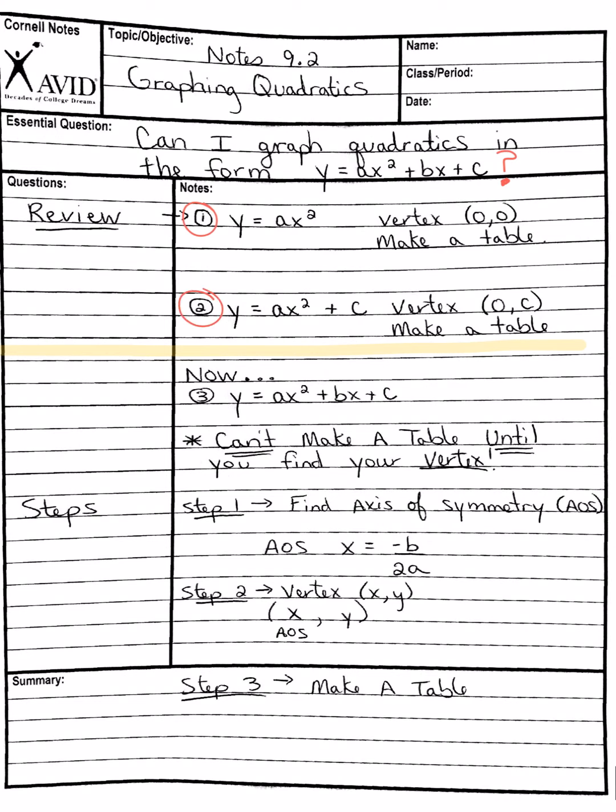Example 2, we have the plus c, which again, we know our vertex is going to be the 0, comma, and your y value is whatever c is. Make a table and we graph it. So this is a review of 9-1, graphing quadratics.